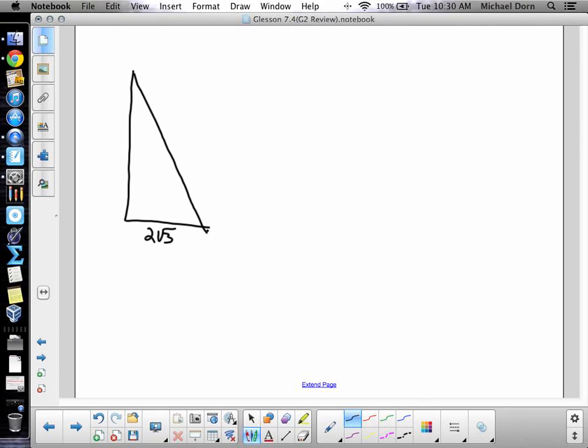This is the short leg. This side is going to be the short leg times the square root of 3. This is going to be 2 times the short leg. And then we just simplify those. 2 times 2 root 3 is 4 root 3. 2 times root 3 times root 3, the root 3 times root 3 is just 3. So that's 6.